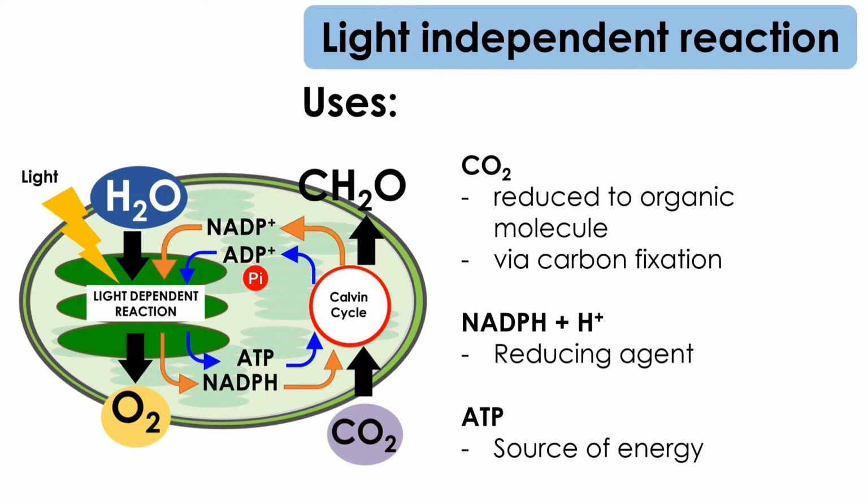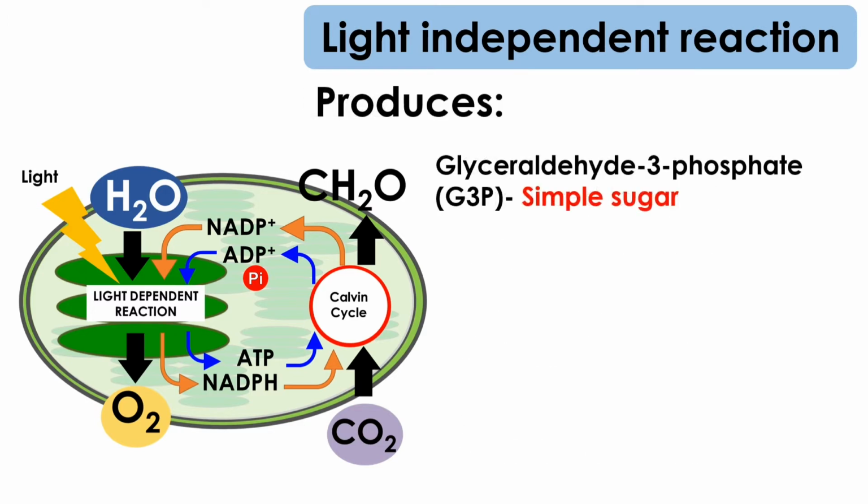This means that even though the Calvin cycle does not require energy from the light, the process still takes place during daytime because it requires the products from another reaction that requires light. Next, the Calvin cycle will produce a simple sugar called glyceraldehyde 3-phosphate, or G3P.